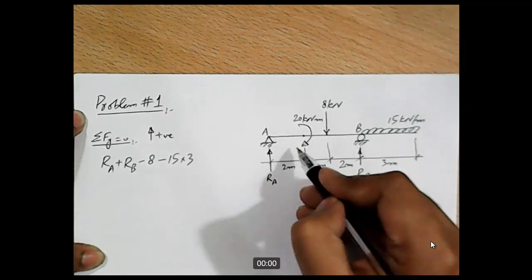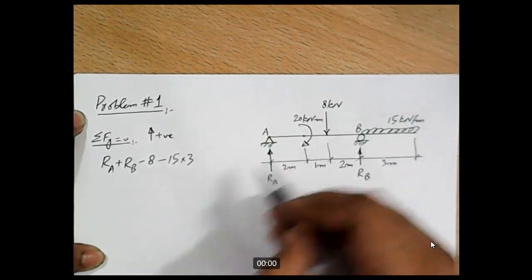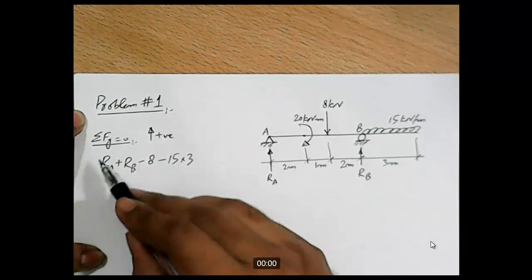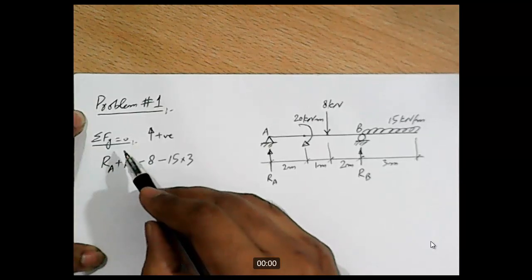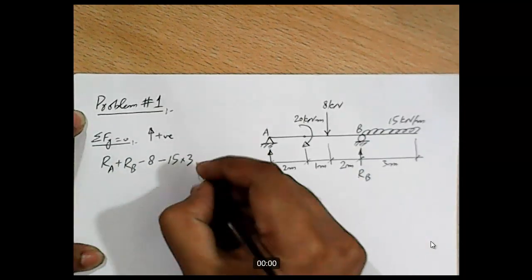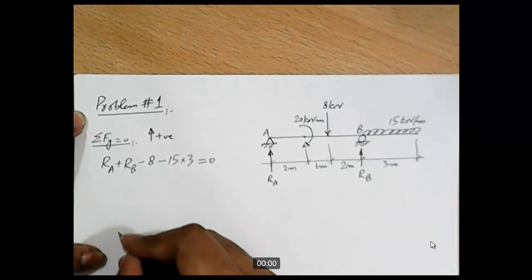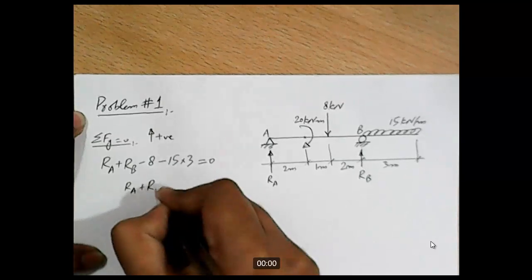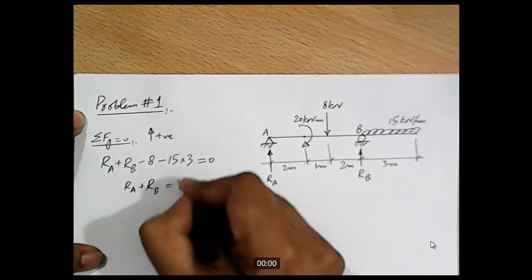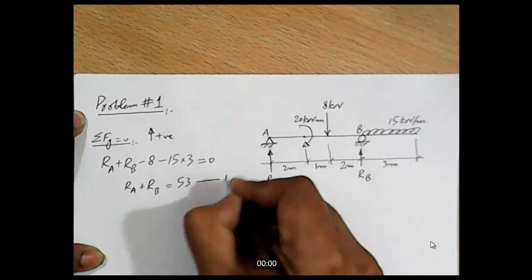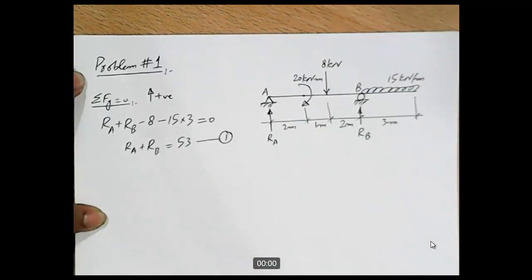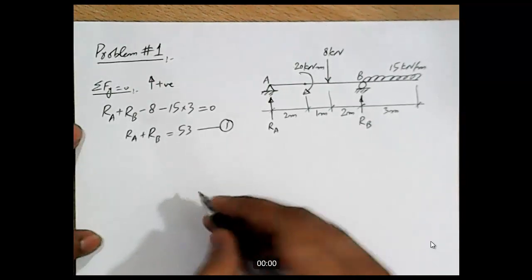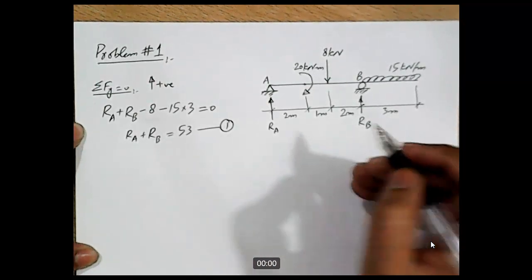And what about this moment? This moment will not come in this equation because we are applying sigma Fy equal to 0, on the forces, not on the moments, and this should be equal to 0. If we rearrange this equation, we get RA plus RB equal to 53, and in this equation we have two unknowns, so we cannot solve this equation. Let's move ahead and apply the other condition of equilibrium.